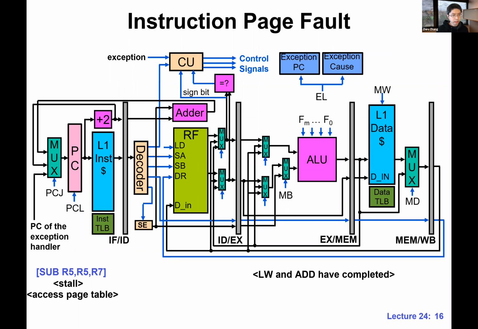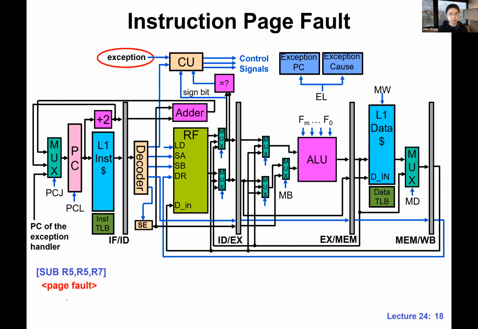All right, but what's going to happen is the pipeline will execute whatever is before the sub instruction. The load and the add instruction will be completed by the pipeline. The pipeline will stall and try to access the page table. Of course, this is also not a useful attempt, because it's not even in the main memory. So that's where we have a page fault. This is where the page fault happens. So let's see how the pipeline will react to this page fault.